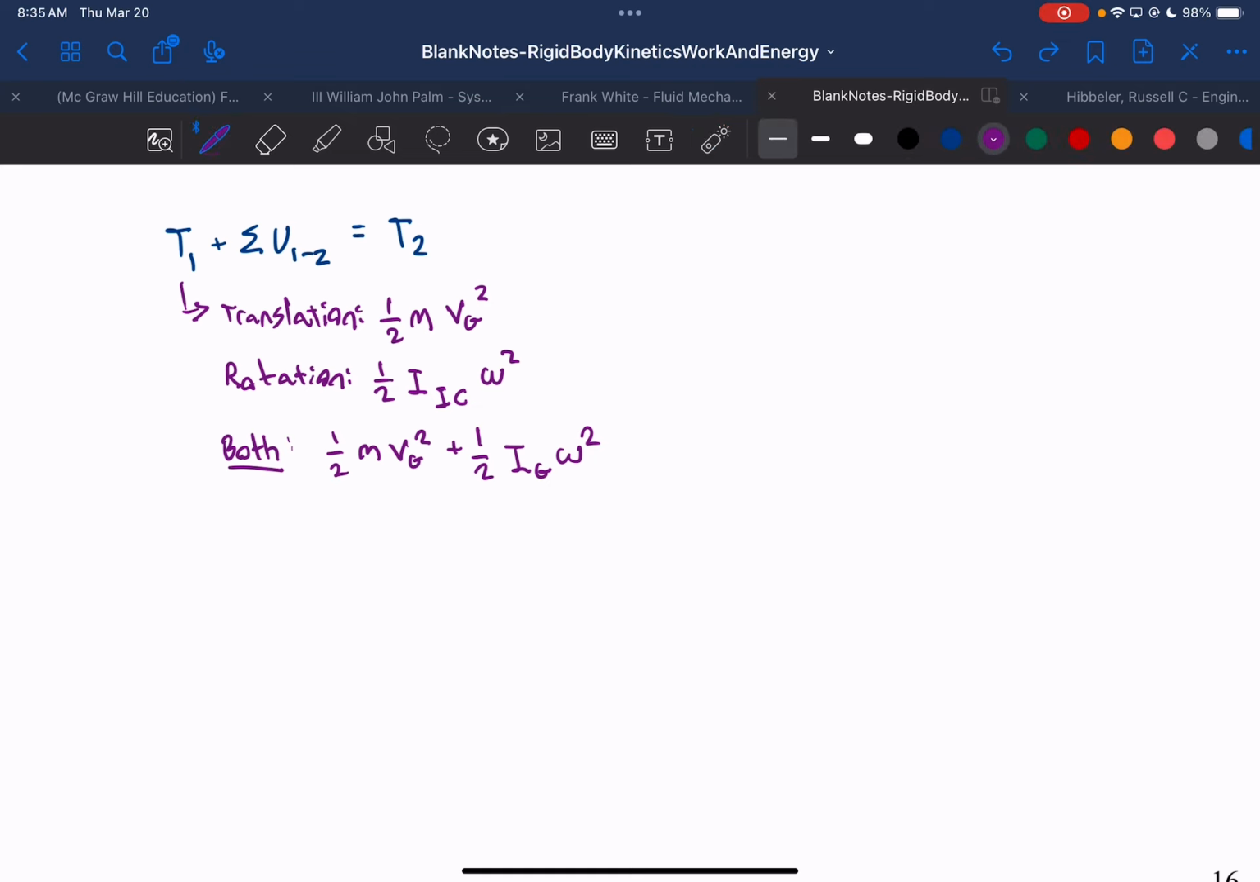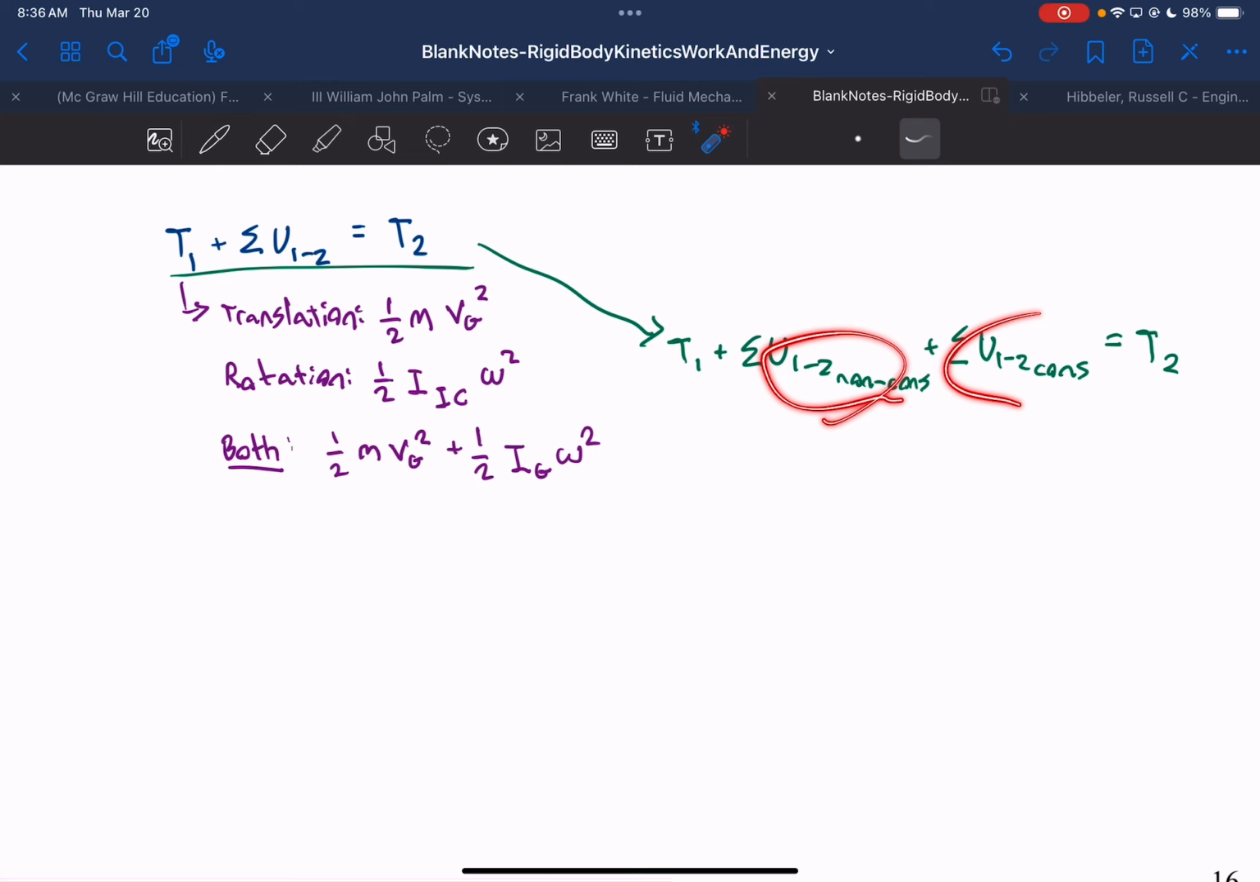Okay. We can split the work done on this body. We can take this formula and bring it over here, and we can say that this work done is made up of 2 parts: work due to conservative forces and work due to non-conservative forces. So let's write that down real quick. The kinetic energy plus the sum of the work done due to non-conservative forces, plus the sum of the work done due to conservative forces is equal to my kinetic energy in state 2.